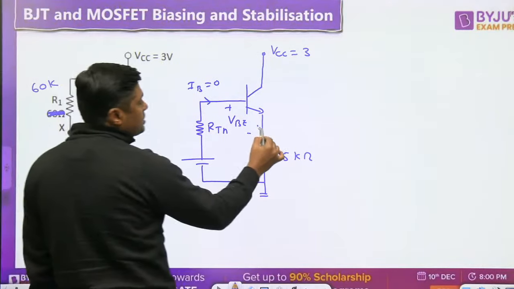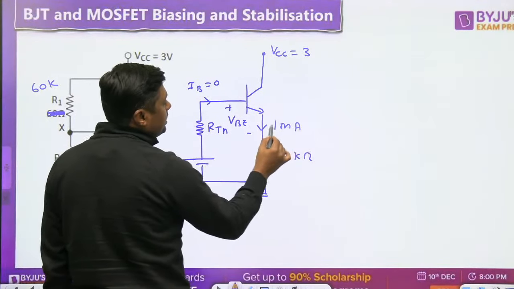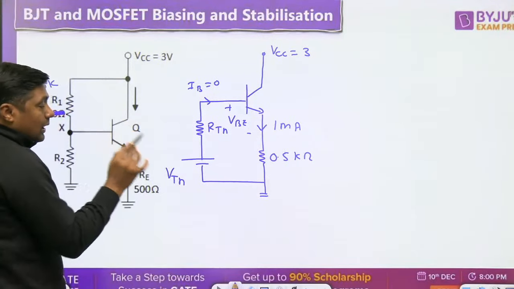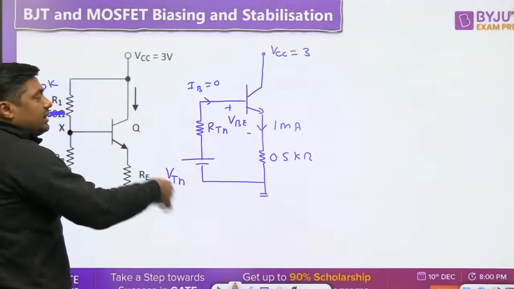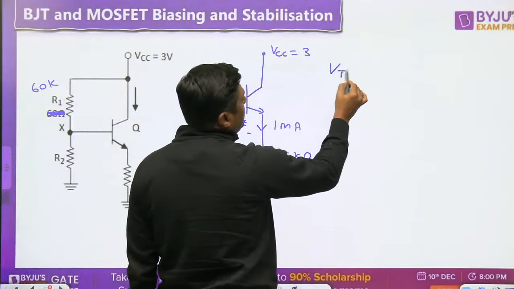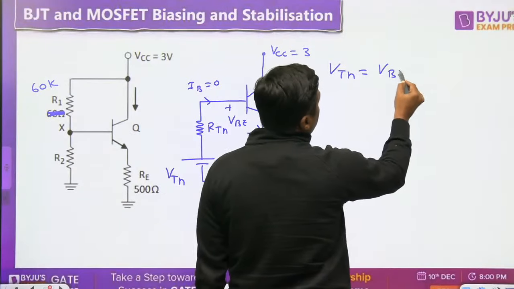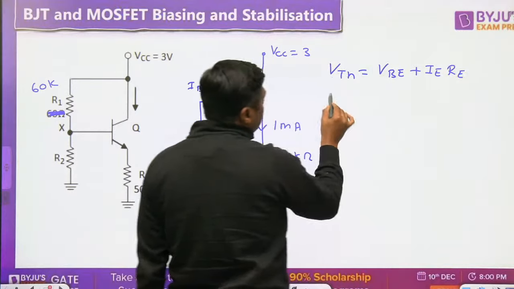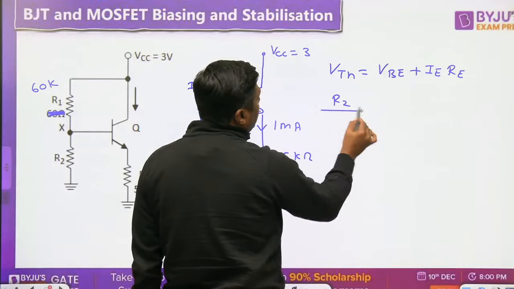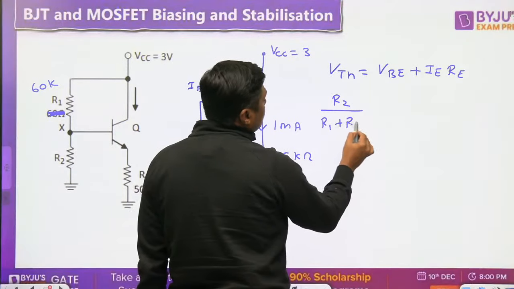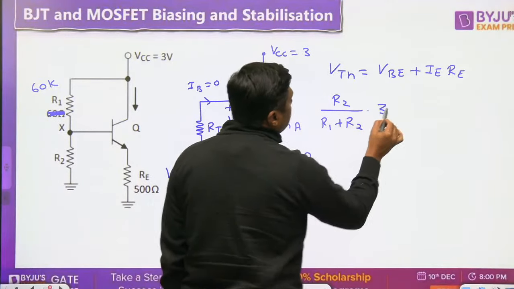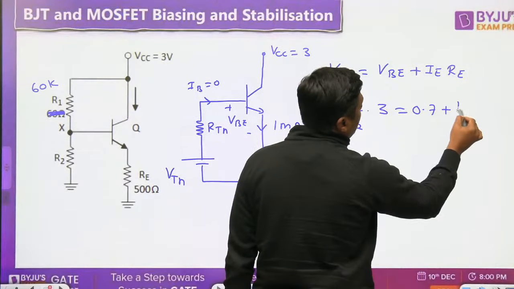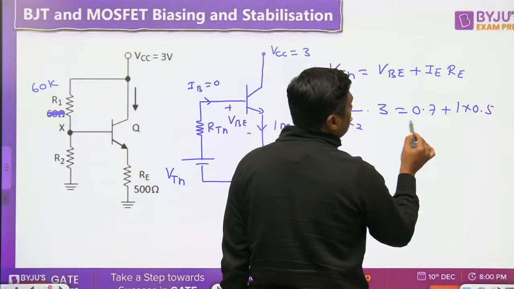Now here the current is 1 milliampere. Milli multiplied with the kilo ohm is converted into volt, and VB value is 0.7 volt. Then when we are applying the KVL here, you can directly write VTH is equal to VBE plus IE into RE. So VTH is given as R2 divided by (R1 plus R2) into VCC. What is the value of the VCC? 3 volt, equal to 0.7 plus 1 into 0.5. That is nothing but 1.2 volt.